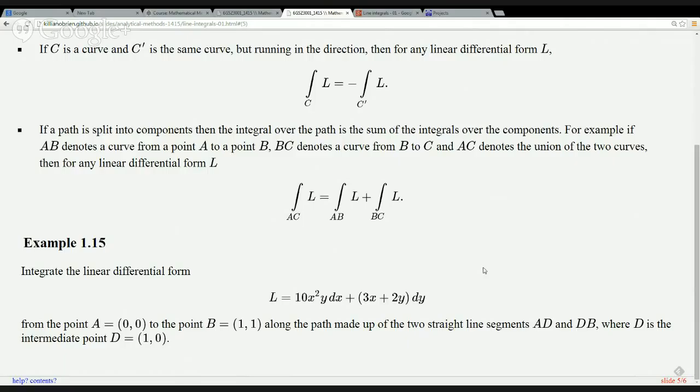Okay, integrating along this curve C. Now C naturally splits up into two bits. You're going horizontally and then you're going vertically. So it makes sense, if C is this whole curve, to think of it as C1 and C2. And so the integral along C of this L, we want to think of as the integral along C1 of L plus the integral along C2 of L.